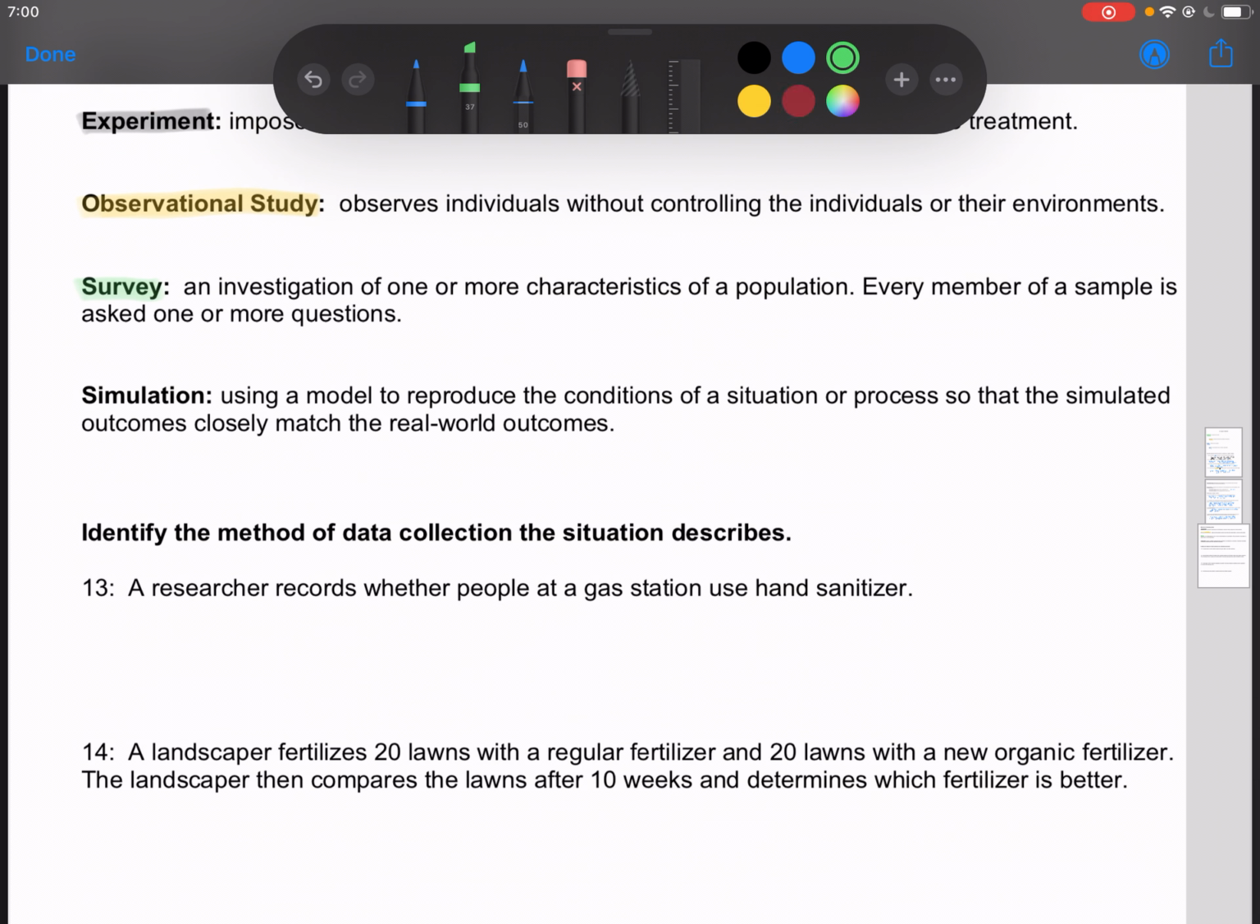Last one is called a simulation. A simulation is where you take some model to reproduce conditions of a situation or process so that simulated outcomes closely match real-world outcomes. So an example here would be a simulation. You'll see this on like computers. They'll simulate rolling a dice or flipping a coin, which you can just do on your own. You can literally physically flip a coin, but they have simulators that kind of simulate it to show what it would roughly look like in the real world if you actually did it physically.